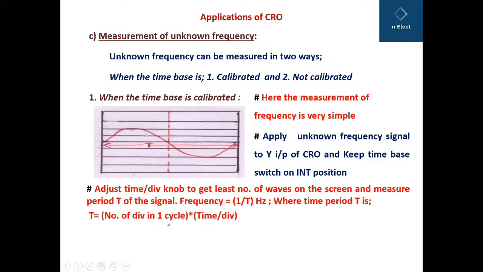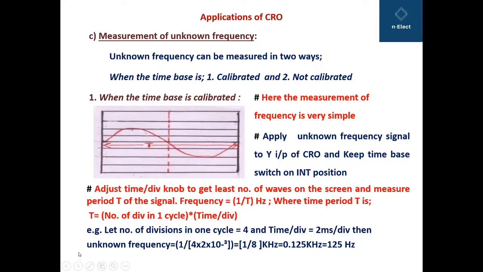where time period T is equal to the number of divisions in 1 cycle multiplied by time per division. Let the number of divisions in 1 cycle equal 4 and time per division scale be at 2 milliseconds per division. Then unknown frequency will be equal to 1 upon T, that is 4 into 2 milliseconds. So 4 into 2 into 10 raised to power minus 3 seconds. That is equal to 1 upon 8 kilohertz, which gives me 0.125 kilohertz. That is equal to 125 hertz.